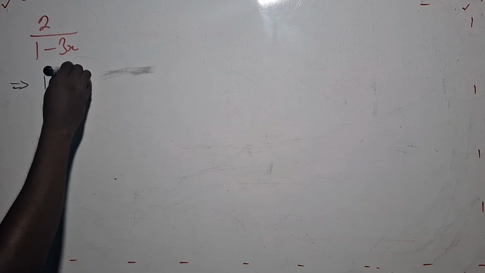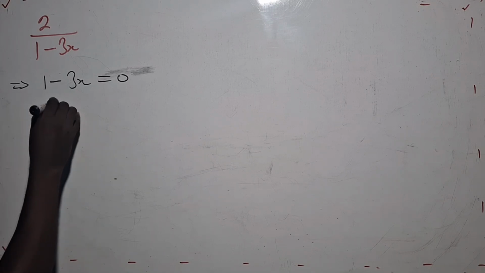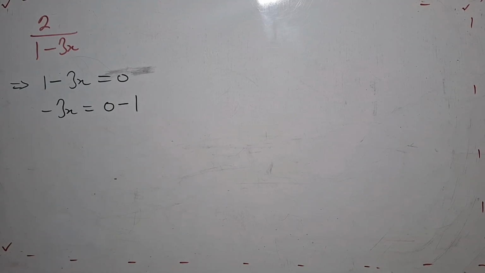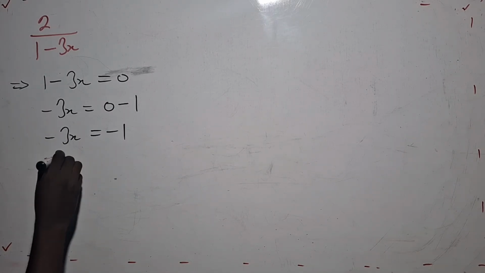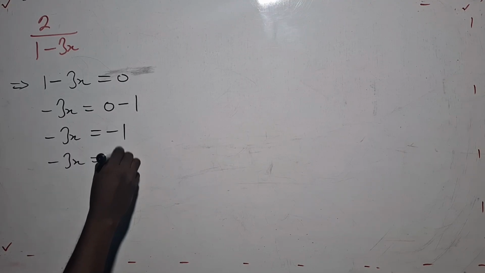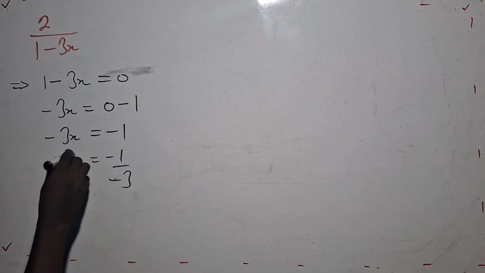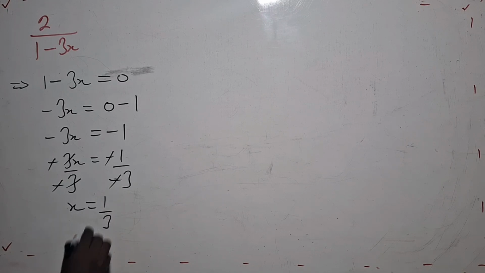So 1 minus 3x is equal to 0. You just equate the denominator to 0. So how do you solve for x here? You leave the negative 3x on one side, and the 1 will go over as minus 1. Since this is positive, the sign is affecting the 3x. So we have negative 3x is equal to negative 1. Now how do we solve for x? We divide both sides by the coefficient of x, which is negative 3. So negative cancels negative, and 3 divides 3. So x is equal to 1 on 3.